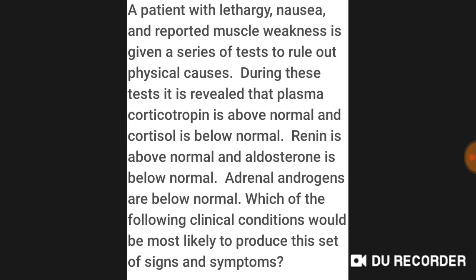I hope about Addison disease it's very much clear. Those who are still not watching the lecture about Addison disease, please go through that lecture.